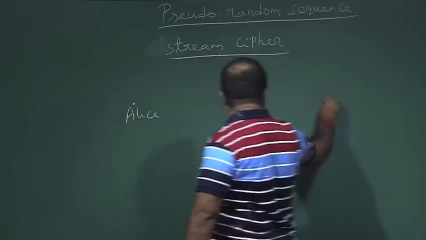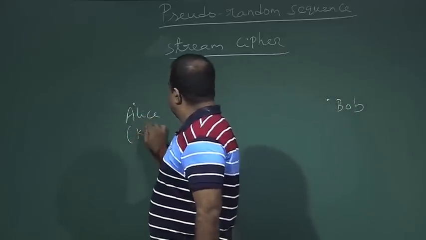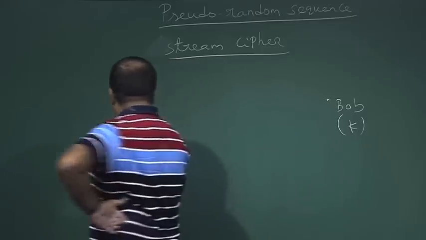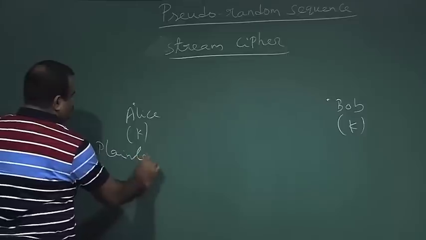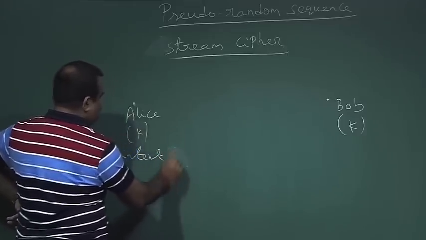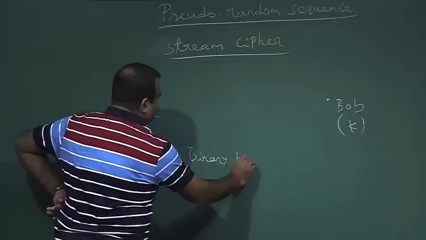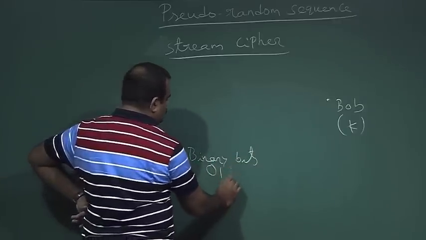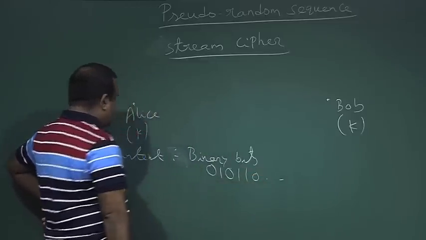So, Alice and Bob agreed on a common key k, and in the stream cipher, suppose Alice's plain text is in binary form, plain text in binary bits, 0 1 bits, say 0 1 0 1 1 0 like this.